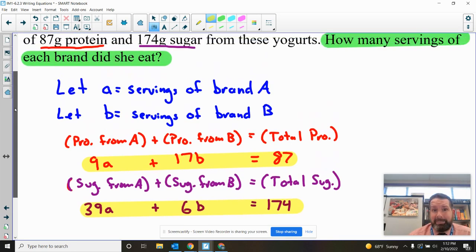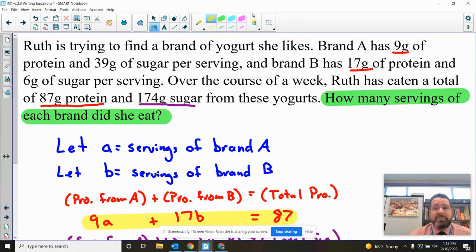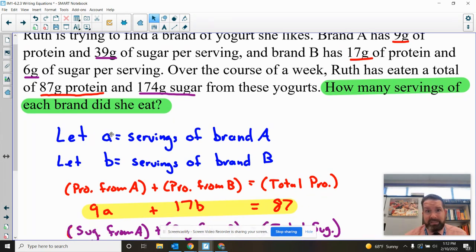So let's recap what we just did. First, you've got to know what it is you care about. For us, I highlighted this last sentence. How many servings of each brand? That's what your variables need to be. The question will tell you what your variables need to be. I don't know how many servings of A, call it A. I don't know how many servings of B, call it B.